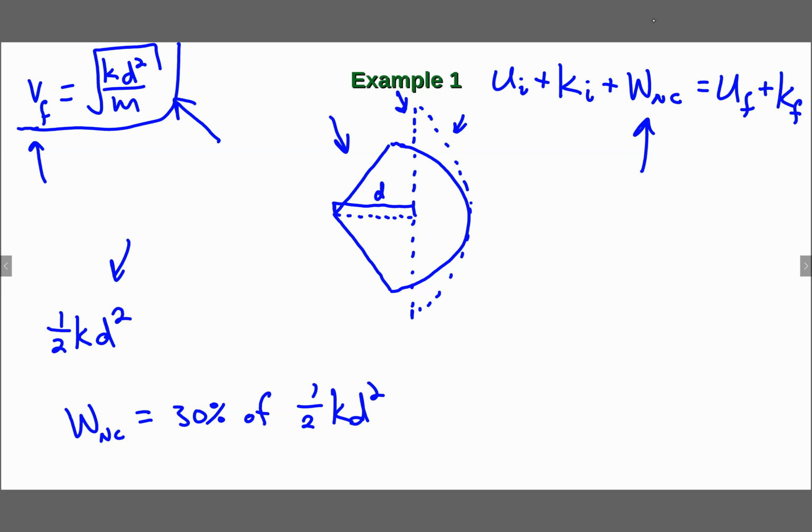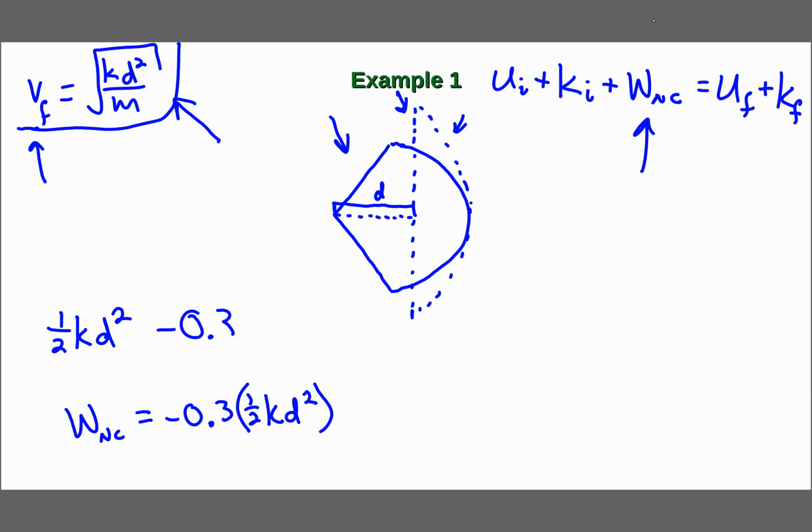Now, to write this mathematically, I would say that this is equal to, first off negative because it's lost, right? Negative 0.3 times 1/2 kd squared, okay? And then I would put that into my conservation of energy equation, okay? This is the efficiency of the bow. How efficiently does the bow transfer potential energy into kinetic energy, okay?